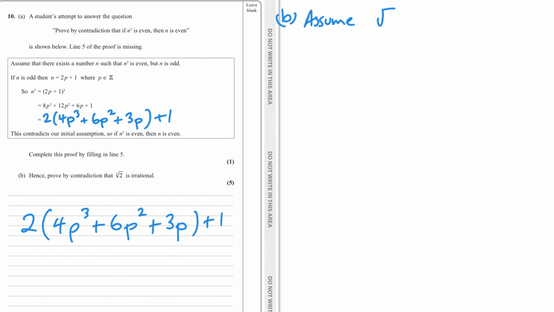that the cube root of 2 is rational, and therefore can be written in the form of a over b, and there are no common factors between a and b.